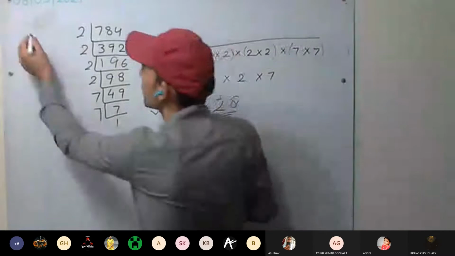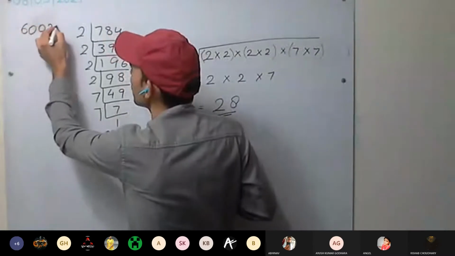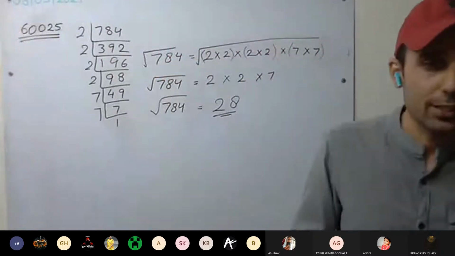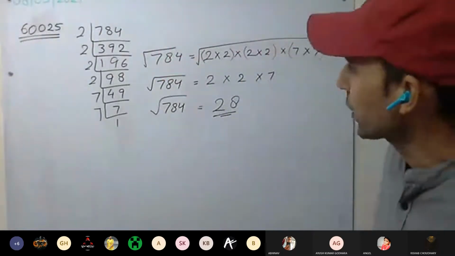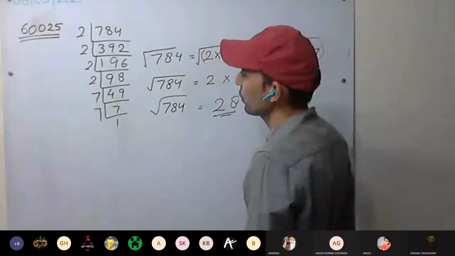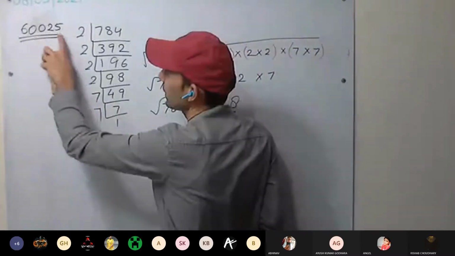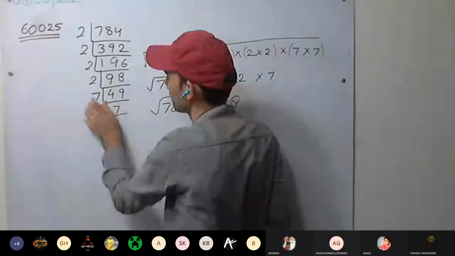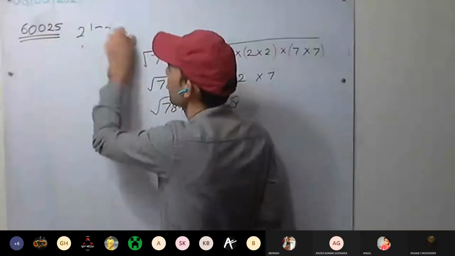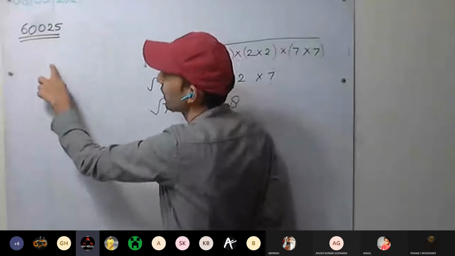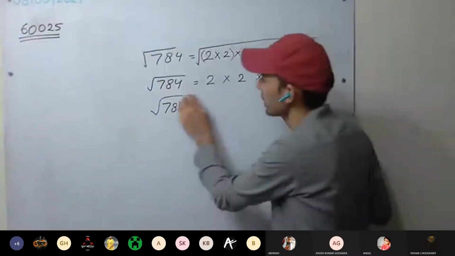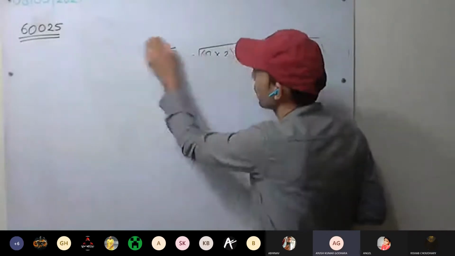It is 60025. Okay, so check whether it is divisible by 2. No. Check for 3. How to check for 3? Add the digits. 6 plus 0 plus 0 plus 2 is 8, plus 5 is 13. Not divisible by 3. Check for 5.